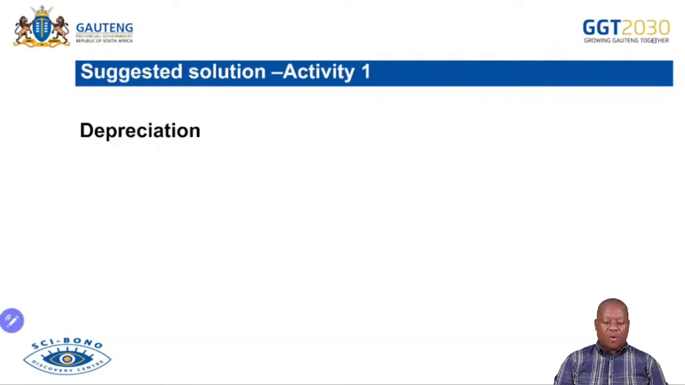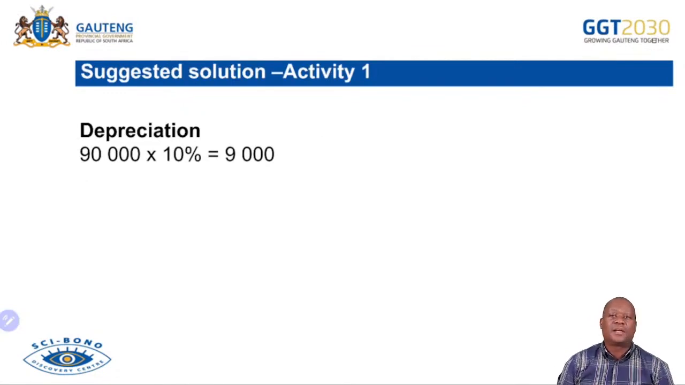Now, how are we going to go about it? 90,000 times 10%. Check, it was there at the start of the year until the end of the year, so it means it was there for the whole year. And then it gives us 9,000.